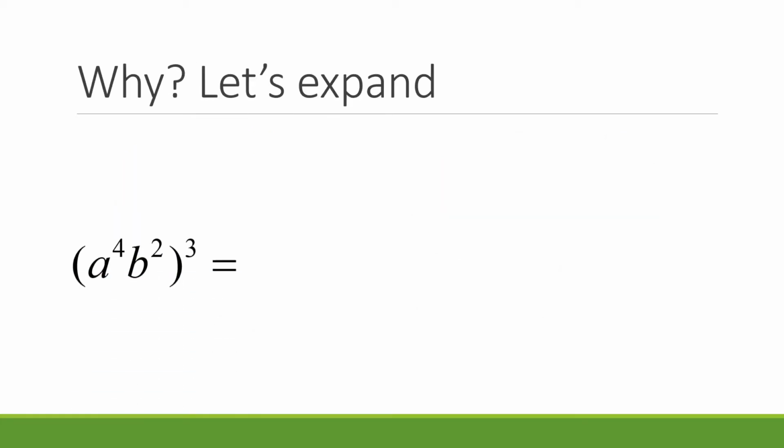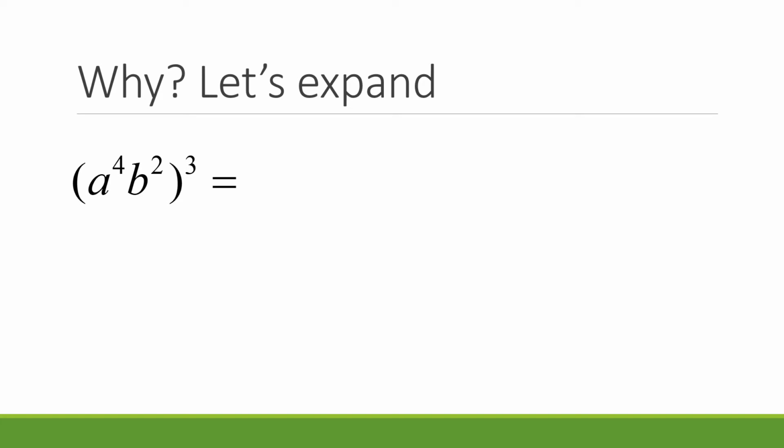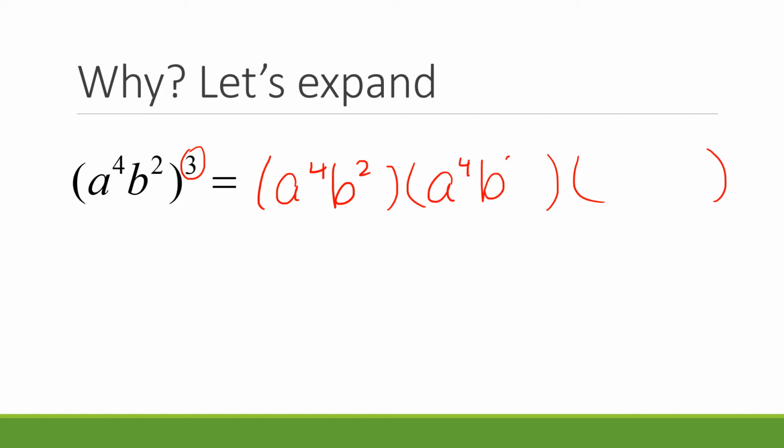So before we get into the examples, let's see the why. What if? Let's practice expanding. I have 3 of these because it says 3 on the outside. So if I have this grouping 3 times, that helps remind me that I've got 4 A's here, 4 A's here, 4 A's here.